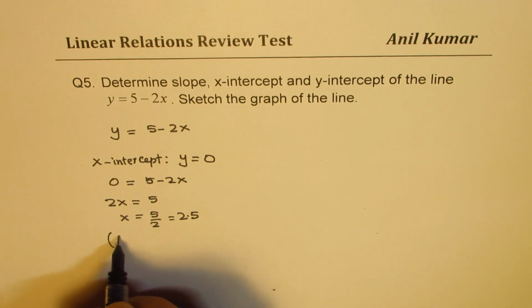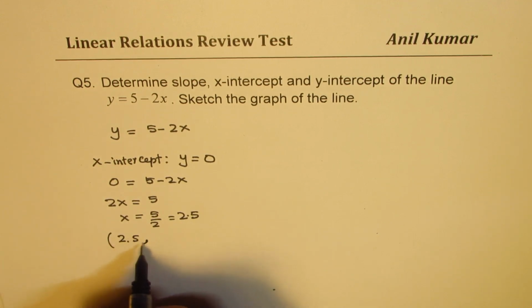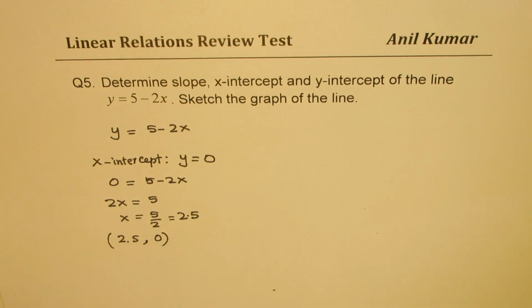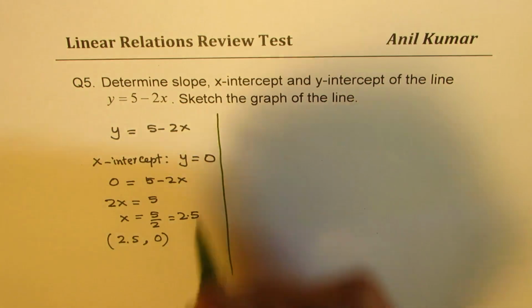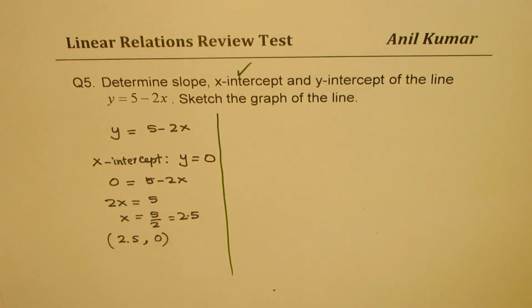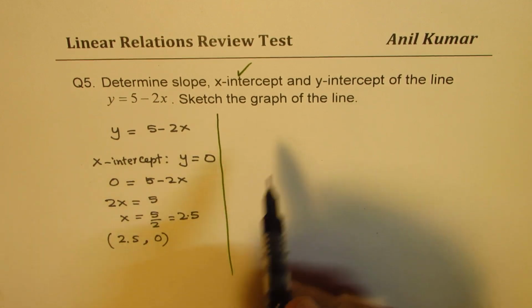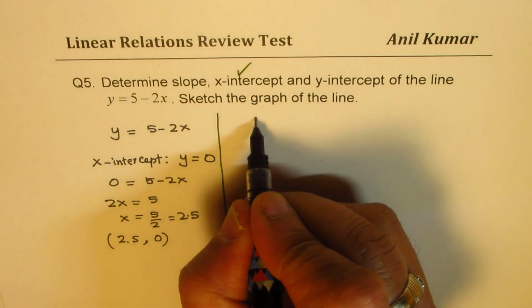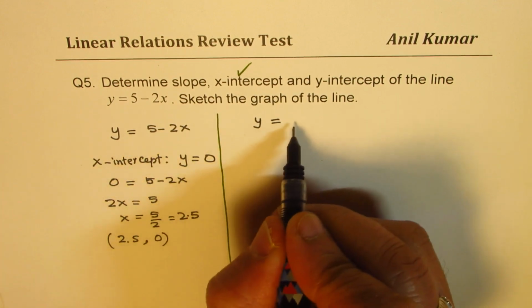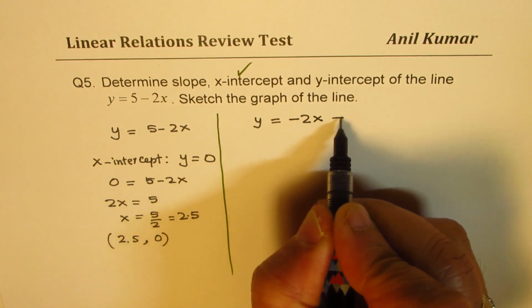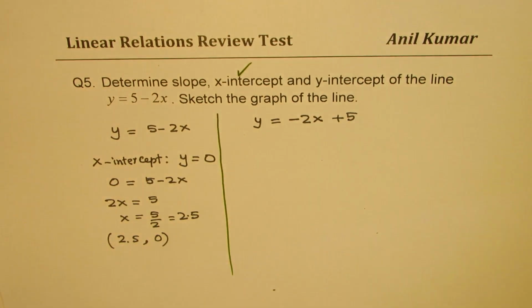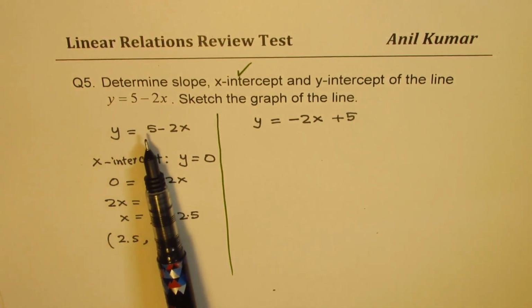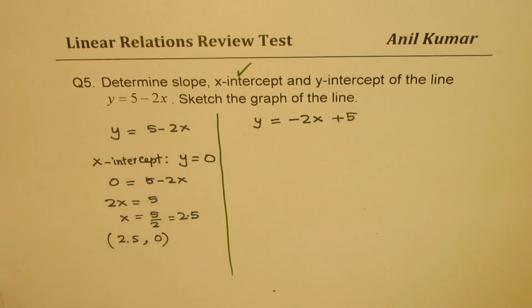So we can write this as a coordinate point (2.5, 0). The y value is 0. Is that clear to you? So that is the first part done. We have done the x-intercept. Now, how about the y-intercept and the slope? Let's rewrite this equation. This equation could be confusing for many. We should write this as minus 2x plus 5 to get the correct answer, right? Do not put 5 as your slope and this as your x-intercept. I've seen students making that mistake.